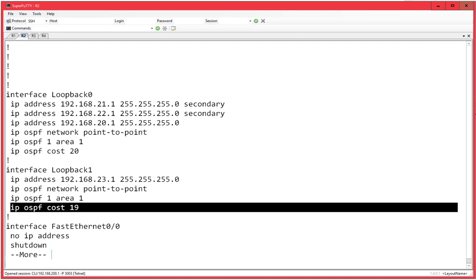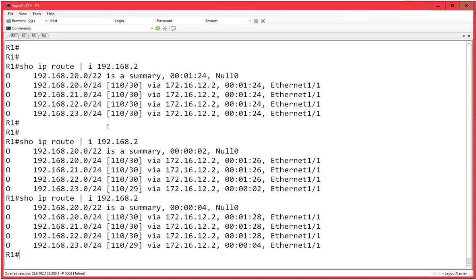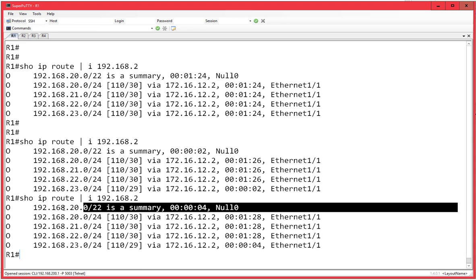What else should I see on R1? We talked about this with EIGRP as well. What else should I see on R1? Whenever I do a summary on any router, what should I see? A null zero route. Sure enough, you see that right here.